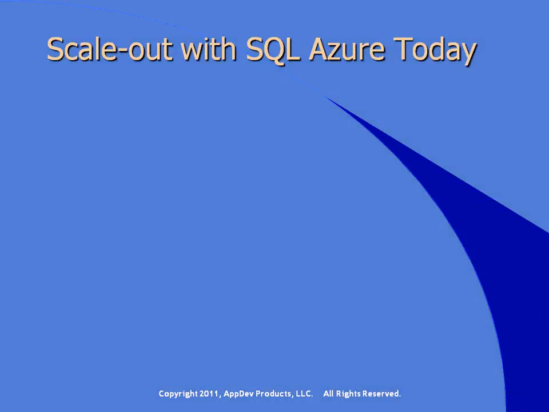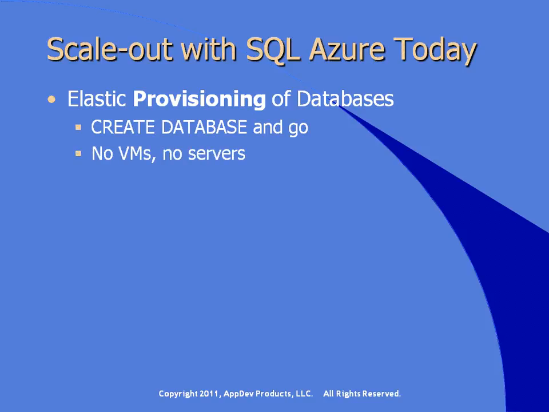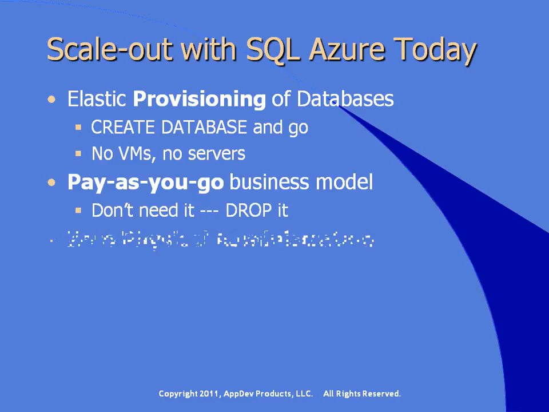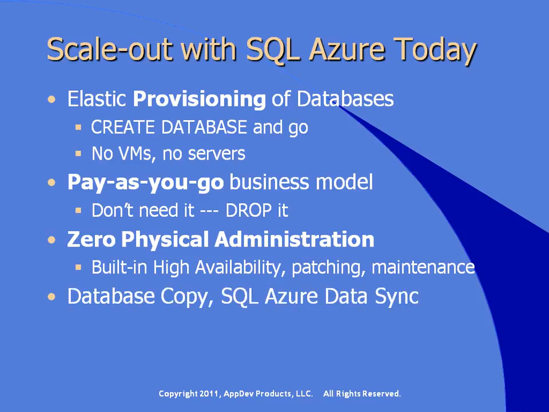One of the concepts when talking about moving your database to SQL Azure is the concept of scaling out. Another way of saying that is the elastic provisioning of a database, meaning how do you create your databases on the fly and how do you scale out your databases? So do you just create your database and go with no VMs and no servers? You also have the pay-as-you-go business model, meaning if you don't need it, drop it. You also have zero physical administration. This is a built-in high availability, patching and maintenance solution. You also have database copy and the SQL Azure Data Sync solutions, which we'll talk about shortly.